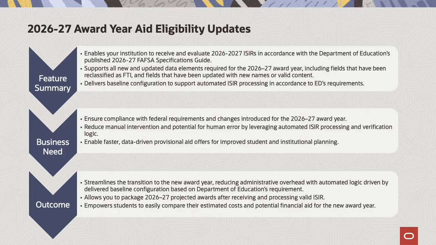reducing administrative overhead. You can package projected 26-27 awards once valid ICERs are received and processed. Finally, students gain greater financial clarity as they will be able to easily compare their estimated costs and the financial aid they are likely to receive for the new award year. Together, these enhancements help you stay compliant, reduce effort, and provide valuable transparency and support for your students.